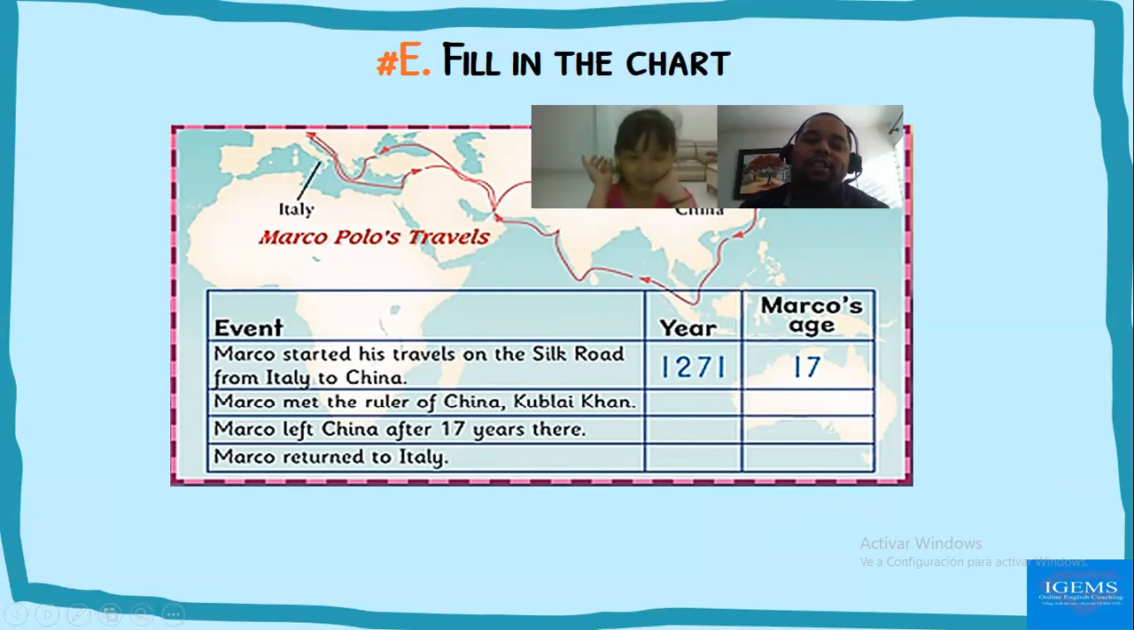Now we are going to fill in this chart. We already know the first question: Marco started his travel on the Silk Road from Italy to China back in 1271, at the age of 17. So let's see the other ones. The second one: Marco met the ruler of China, Kublai Khan. Do you remember the year? When did it happen?